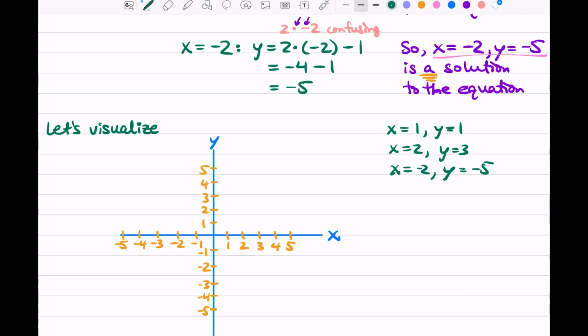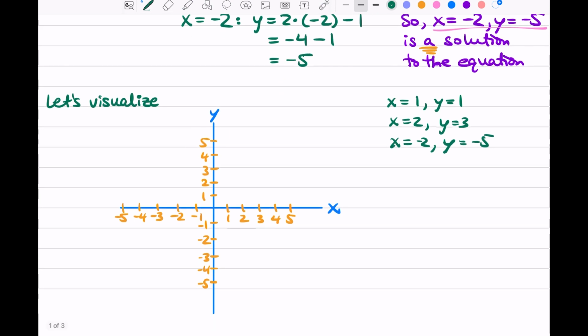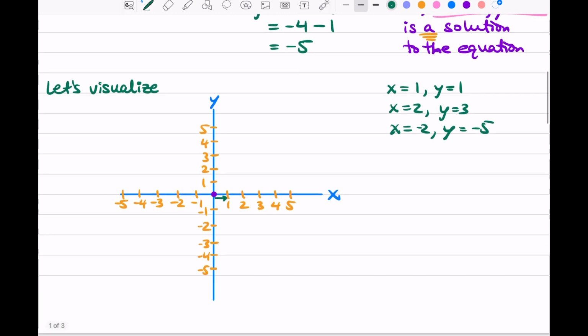For our first solution, we have x equals 1, y equals 1. So what we do is we start at this center of our 2 lines, and we're going to walk on this x line. X equals 1, so we're going to walk on the blue line over to 1. And then we're going to walk up 1 for our y value. See, positive x values go to the right, and then positive y values go up. And there we will place a dot right here. And this dot represents x equals 1, y equals 1.